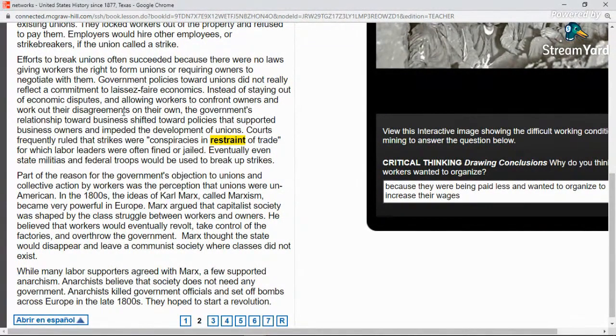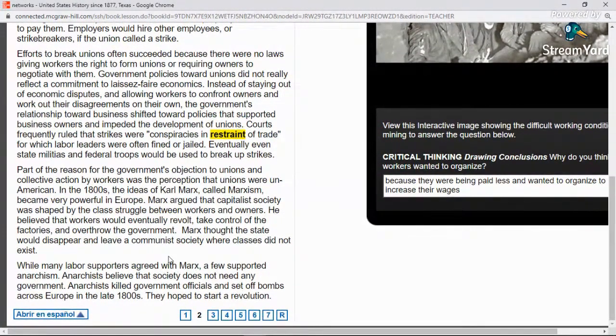Yes, so the government's relationship was always more towards businesses, and it impeded the development of unions. Courts frequently ruled that strikes were conspiracies against trade, against the economy, and a lot of union laborers and leaders were put in jail. And sometimes federal troops and state militias were sent to break up the strikes.